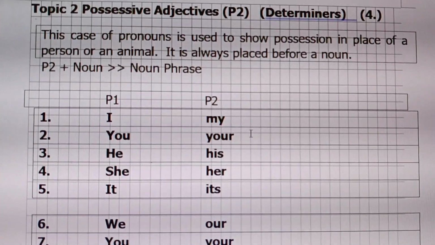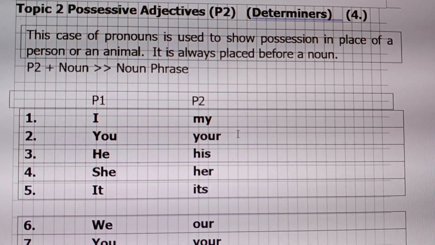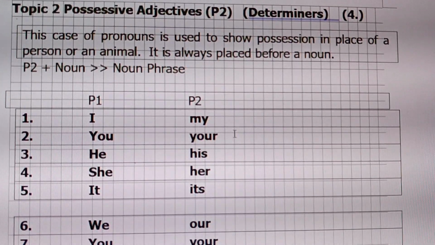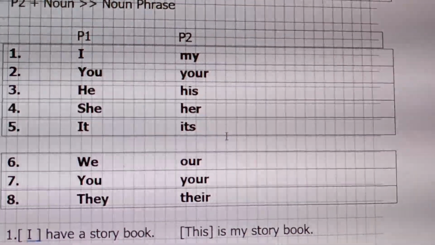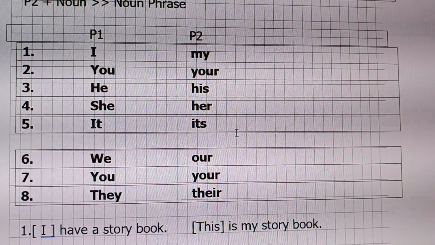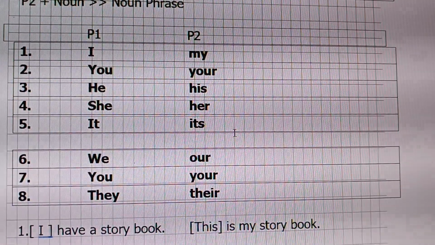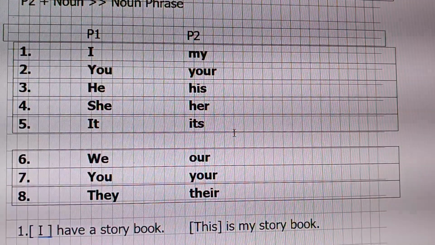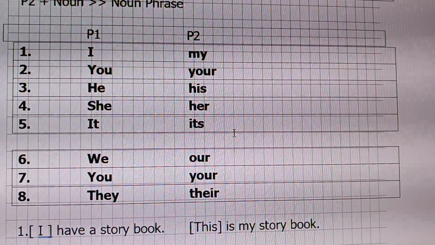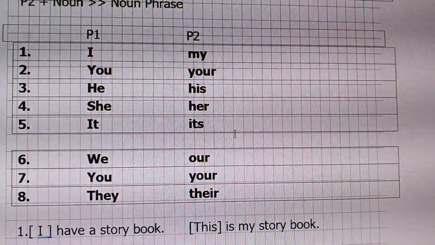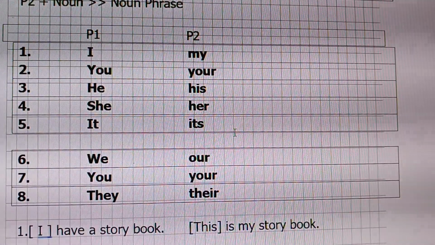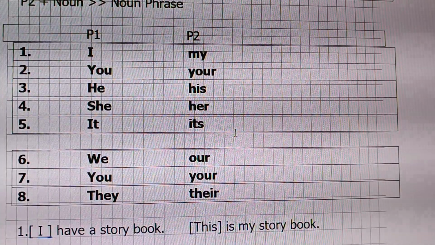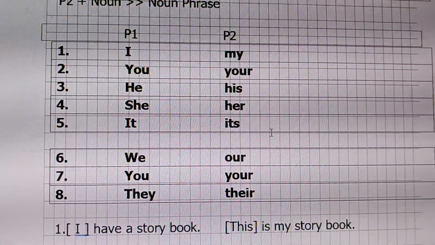So I might memorize them. I, my, you, your, he, his, she, her, it, its. We, our, you, your, they, their. So there are many advantages of memorizing, as you can retrieve the information easily. For this kind of thing, I don't mean to memorize everything. Just memorize the key points, key rules, for your benefit.